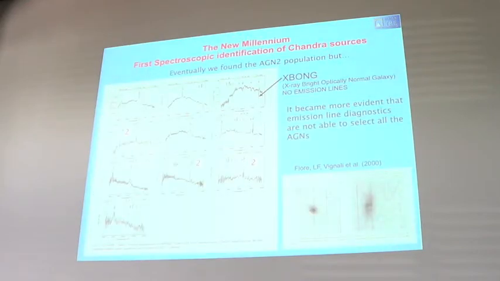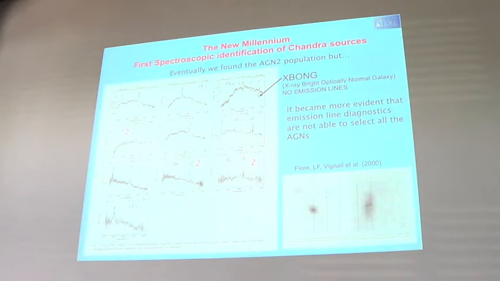Eventually, we had the possibility to identify each single source with the new telescopes, Chandra and XMM, and eventually we were able to find the type 2 AGNs. This is the new millennium. Actually, we were at the telescope on the 1st of January 2000, but the telescopes were not operating because we were scared of the millennium bug, so we observed the days before.